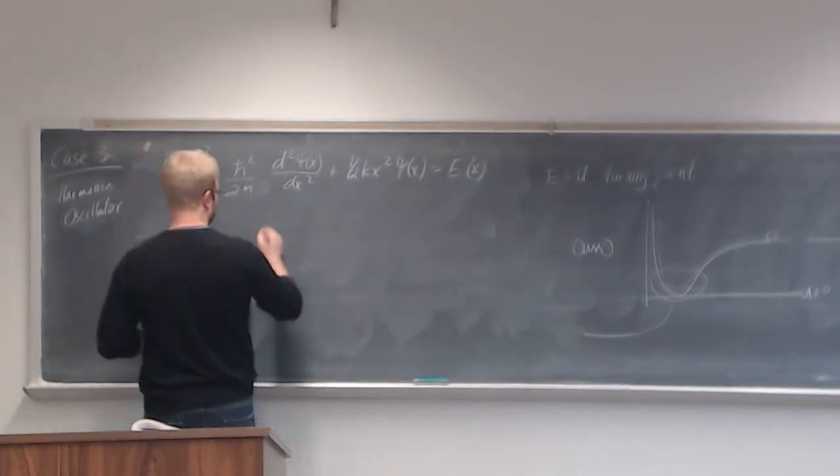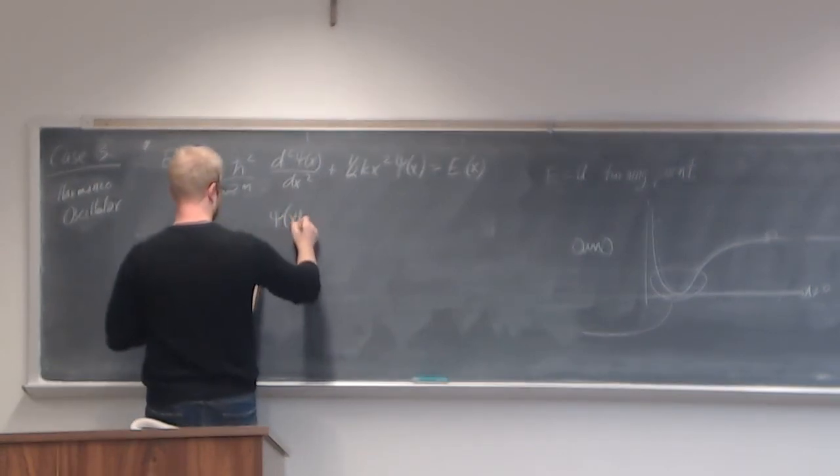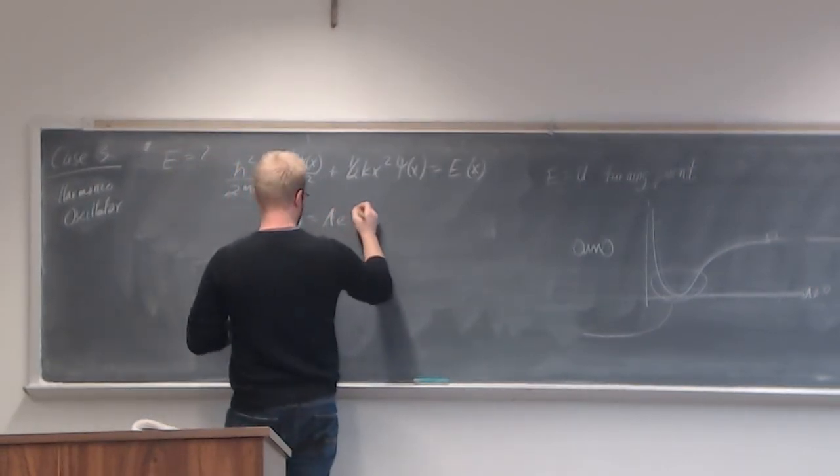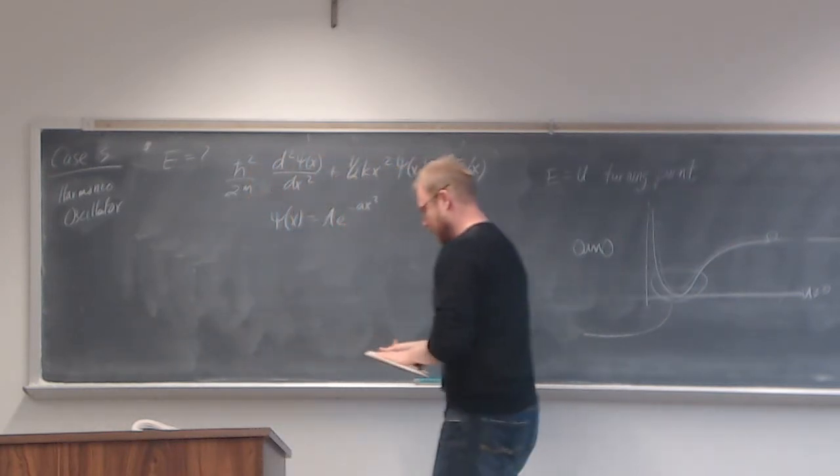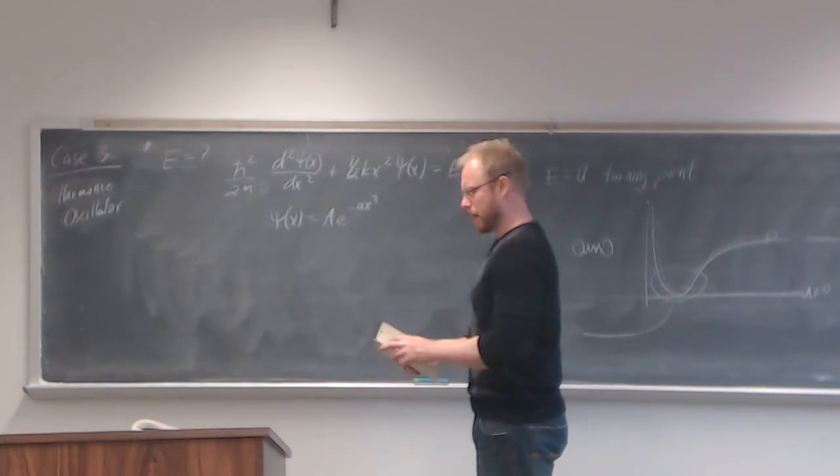They've already told us that the solution to this is equal to A e to the minus little a x squared. So we're just going to go ahead and trust that. And I do believe in your homework I make you actually prove that. But we have a psi of x.